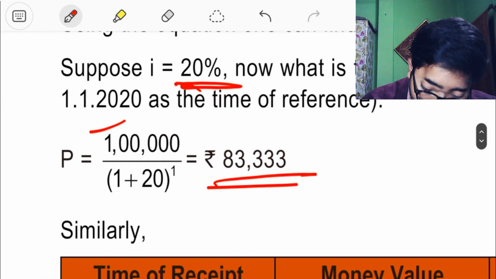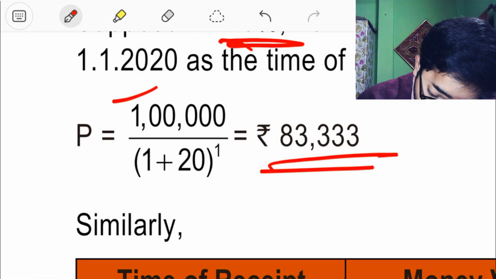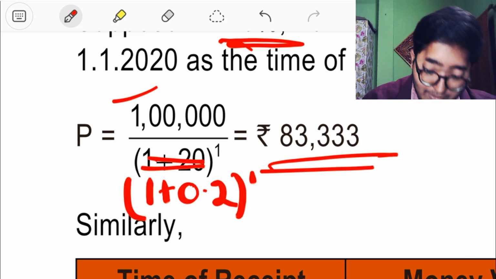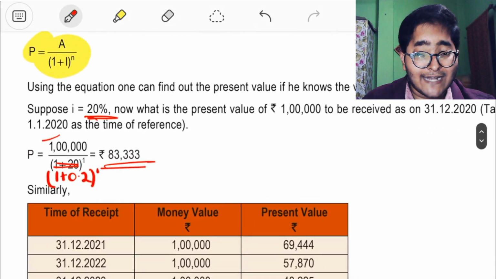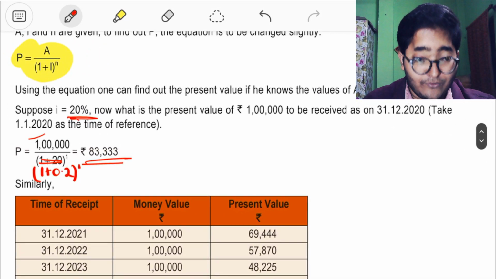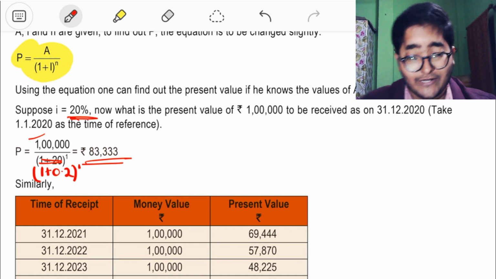1 plus 0.2 to the power 1. If you write this, it would be better because you could understand it better. 1 plus 0.2, or 1.2, to the power 1 equals 83,333.